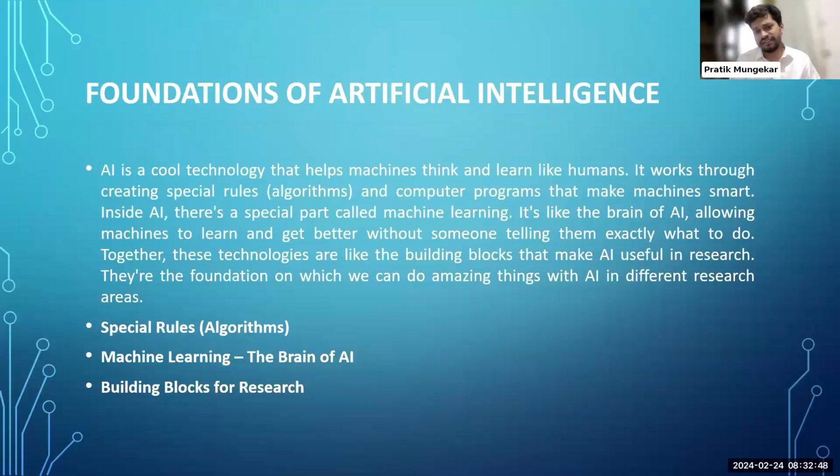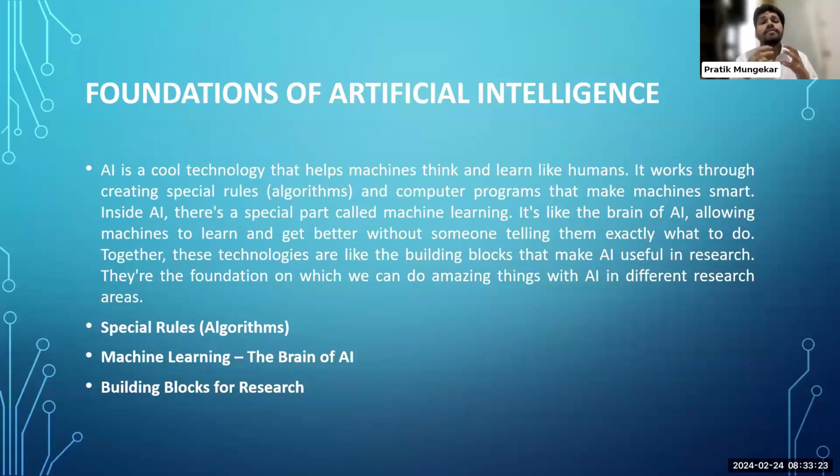Then machine learning, the brain of AI, as I discussed earlier. Inside AI, there is a fascinating part called machine learning. It's like the brain of artificial intelligence. Just like how you get better at a game or a skill by practicing, machine learning allows machines to get better at tasks by practicing on their own. So you show the machine lots of examples, and it learns to improve its performance over time.